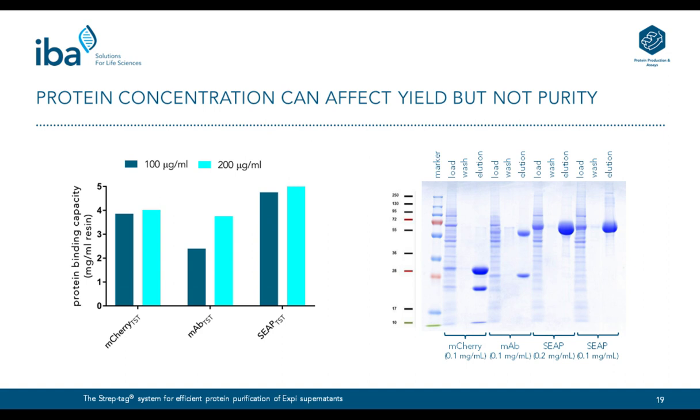However, if you look at the protein yield on the right side, you can see that the protein concentration in the supernatant of our protein of interest does not have an influence on the protein purity. Again, for all 3 proteins, we were able to achieve nearly 100%, at least more than 90% pure protein in a single purification step. Without any adjustments of the purification protocol, it's the same protocol you use for bacterial lysates, etc., so you don't have to optimize the procedure.